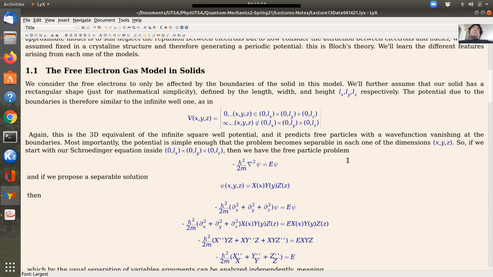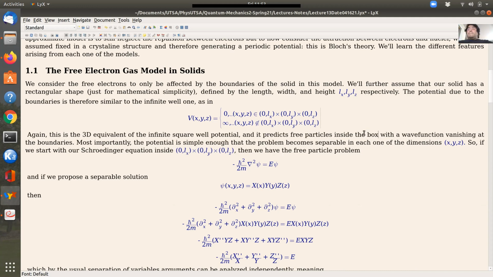And we kind of know from the beginning what to expect, at least qualitatively, right? I mean, basically free particles inside the box with a wave function vanishing at the boundaries. And well, the reason we chose this shape for the solid is because the handling of boundary conditions is very simple. As you can anticipate, what will happen is that the problem is separable in each one of the dimensions x, y, z. So our domain is basically this cell.